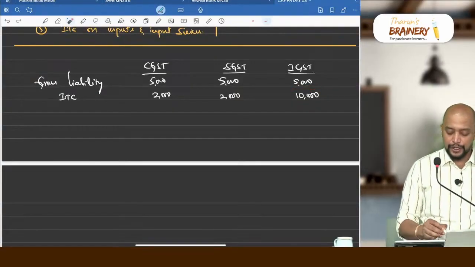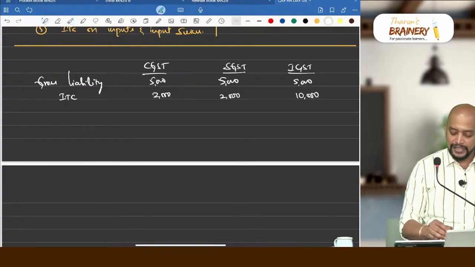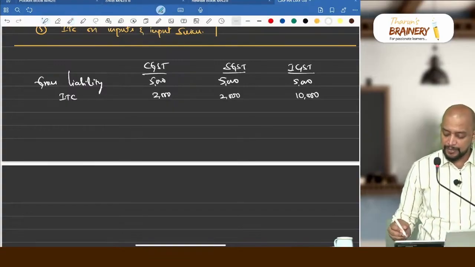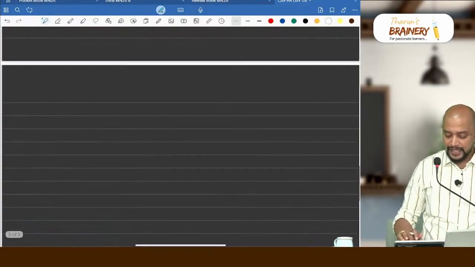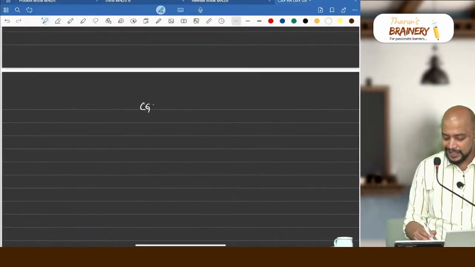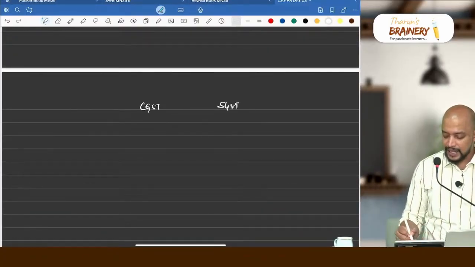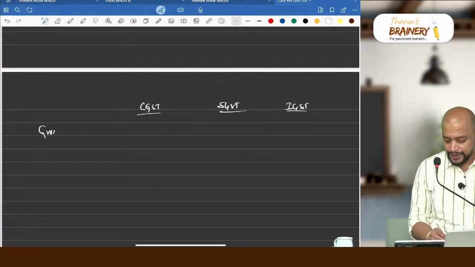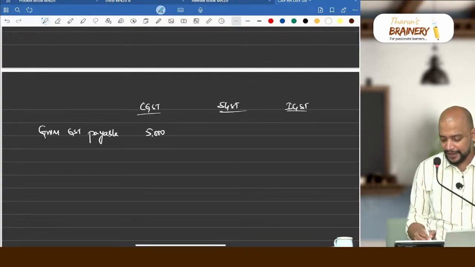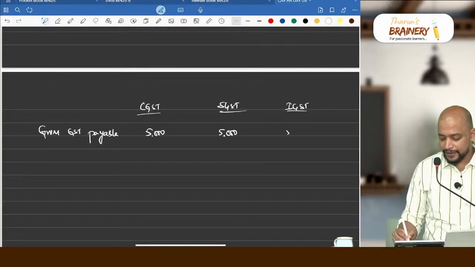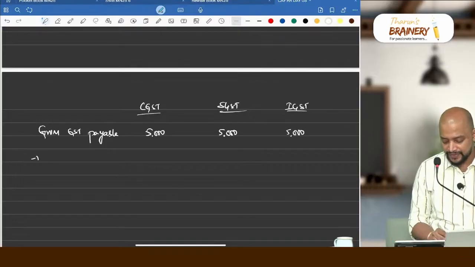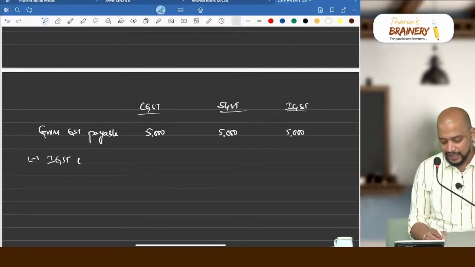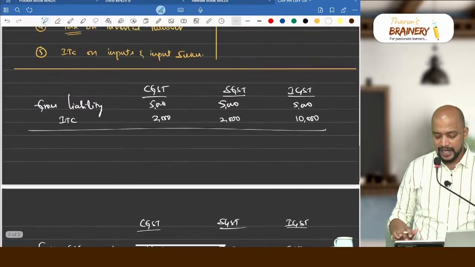So therefore this IGST credit I need to exhaust completely. What will I do? First I will take my gross liability. The gross liability will be 5,000 each for CGST, SGST, IGST. So gross GST payable: 5,000, 5,000, 5,000. Which credit do I need to utilize first? Minus IGST credit. What is that IGST credit that I have?